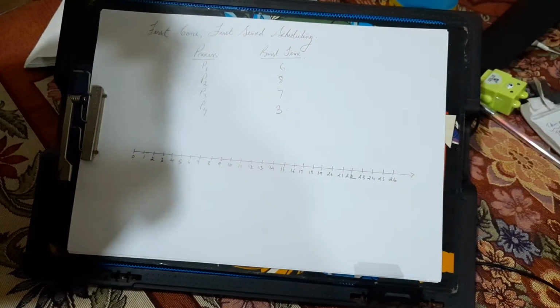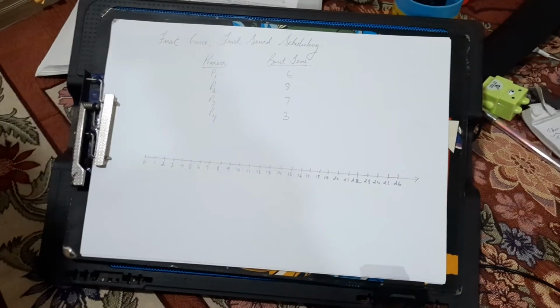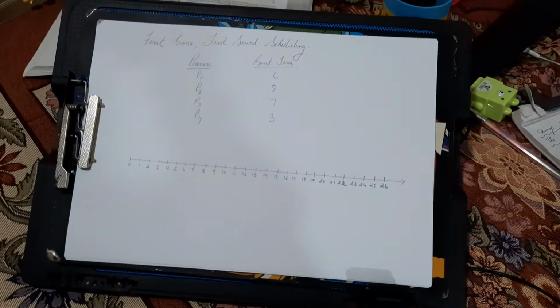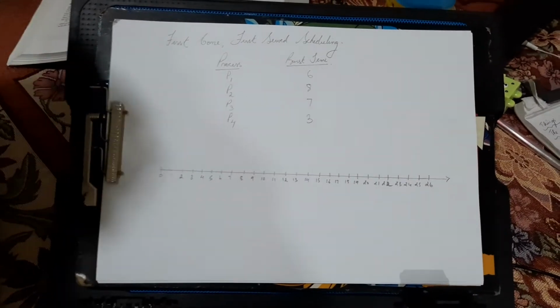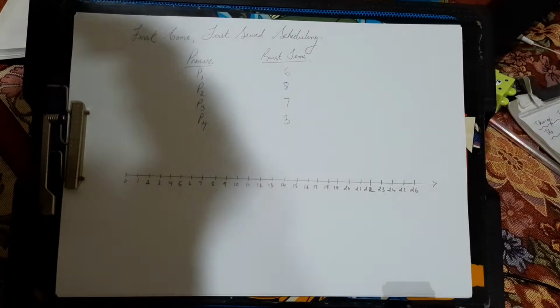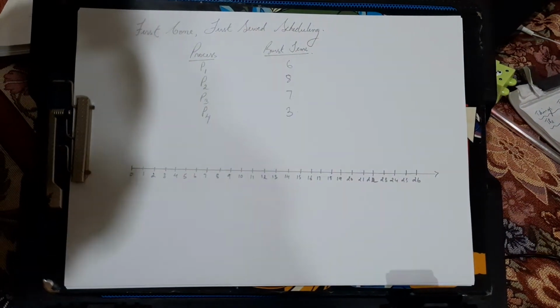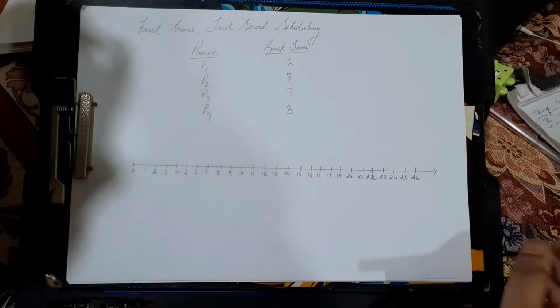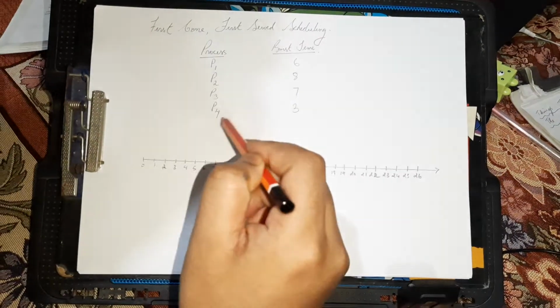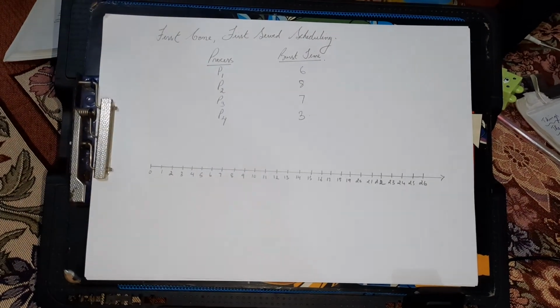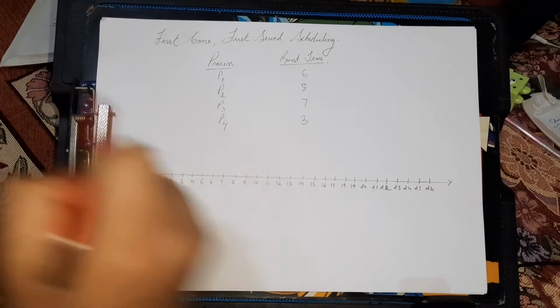Okay, guys, this is the first scheduling algorithm, the most simple one, called the first come first serve scheduling algorithm. Now, as the name suggests, the process which requests the CPU first is the one that will get the CPU. If you can imagine, we have four processes here and four processes in the ready queue.